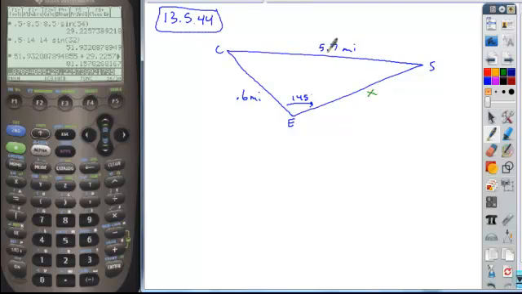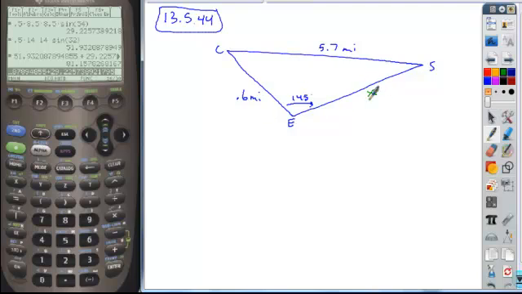We have a pattern of SSA. So again, it indicates we're going to use law of sines to solve this. The side opposite the given angle is larger. You know there's not going to be any other triangle because this is an obtuse angle here. So you're good on this.